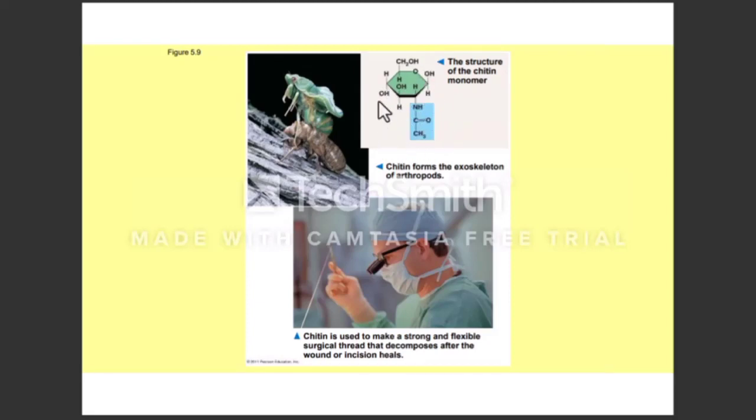So when we use it as thread, for example, to sew a wound or to sew something in the body, this thread will not remain in the body forever. Why? Because the chitin which it's made up of is a kind of metabolite, so it can actually be used by our body. After the wound has healed, it is being dissolved and absorbed back by the body.